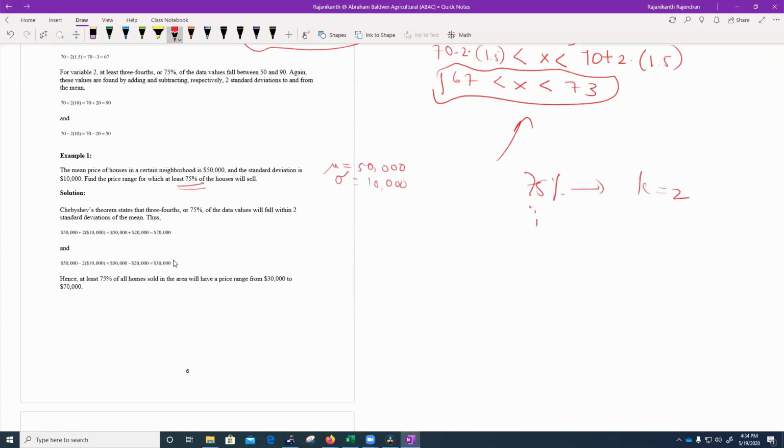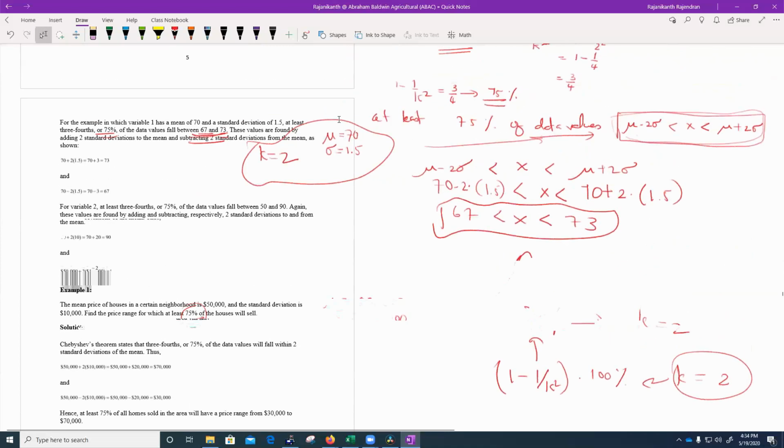This number is coming from where? This number comes from 1 minus 1 over k squared times 100 percent. You have to ask like this: in order to get 75 percent, what is my k? That means if k is 2, then you will get this. So first you need to find the k by reading this number, at least this number. Once you know the k, you have to use the range formula I gave you and plug in there.